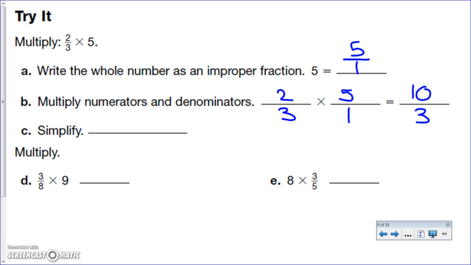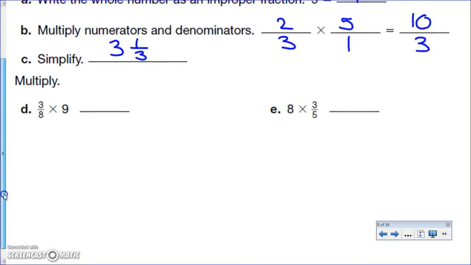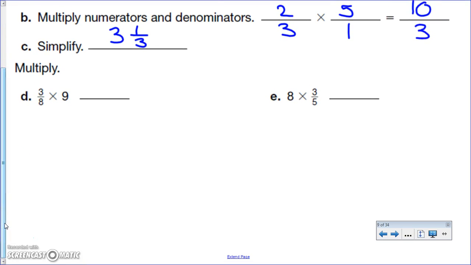Now we need to simplify. We know 3 goes into 10 3 times, and then there's 1/3 left over. So we're going to get 3 and 1/3 as our answer. For D, we have 3/8 times 9, so the first step is to make the 9 into an improper fraction. So then we get 3/8 times 9 over 1.